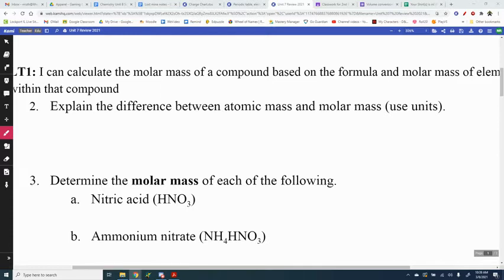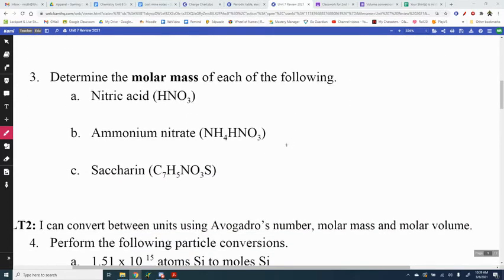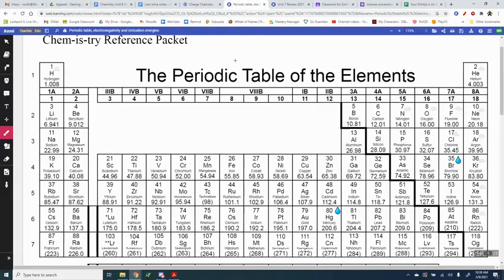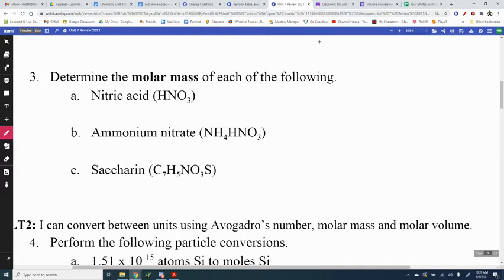To determine the molar mass of a substance, we have to find the molar mass of the different elements in the substance in the periodic table. So nitric acid, HNO3. We have to find H, N, and O. Here's H, here's N, here's O. H is 1.008, N is 14.01, O is 16.00. So we write those down.